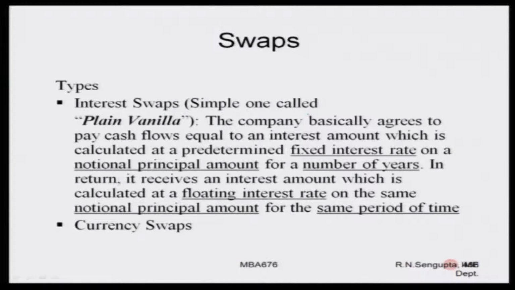So, swaps can be interest rate swaps, simply called plain vanilla. The company agrees to pay cash flows equal to an interest amount calculated at a predetermined fixed interest rate on a notional or principal amount exchanged between these two parties. In return, the company receives an interest amount calculated at a floating rate on the same notional amount for the same period of time. So, one party is exchanging money on a floating rate, another party on a fixed rate.